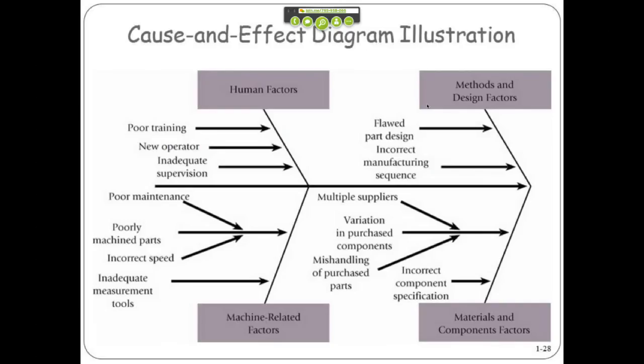So you have 4 different categories: human factors, methods and design, materials, and machine factors. And you put each of your problems in the appropriate one of the 4, and you keep taking them down to lower degrees of specificity or higher degrees of specificity. And when you're done, it looks a little bit like a fishbone. You know, when you take the spine of a fish with all the bones coming out, it's called a fishbone because of the way it looks.